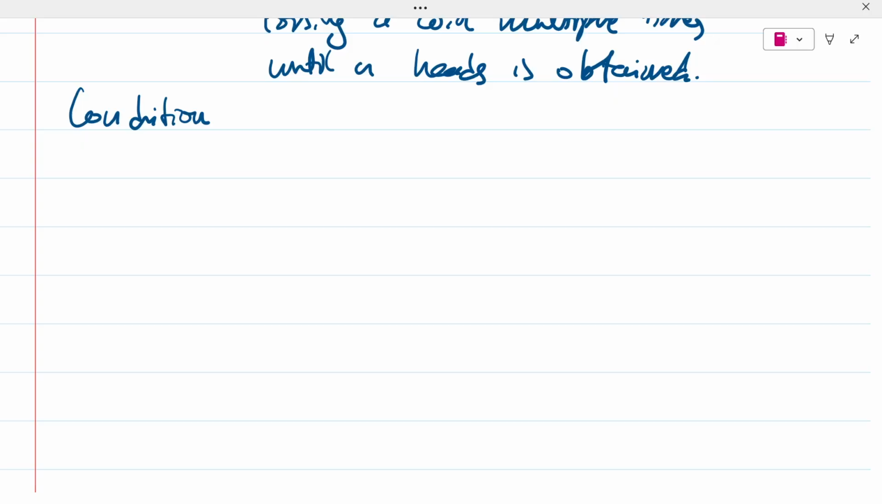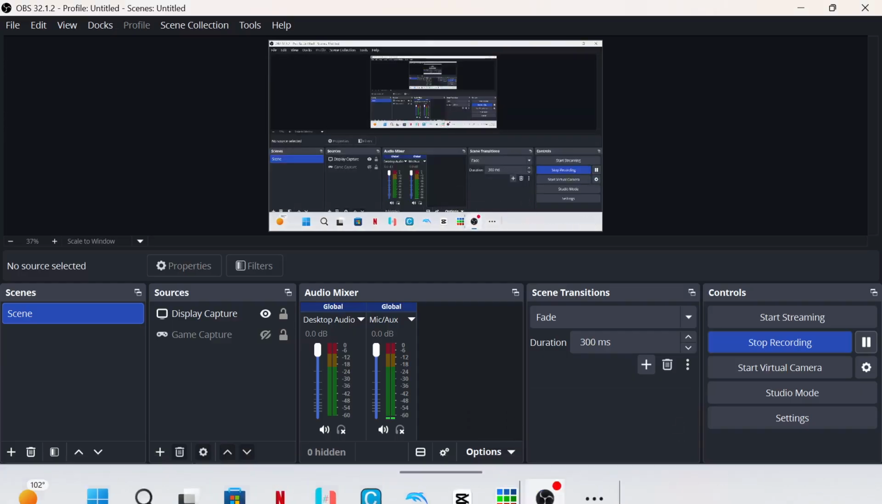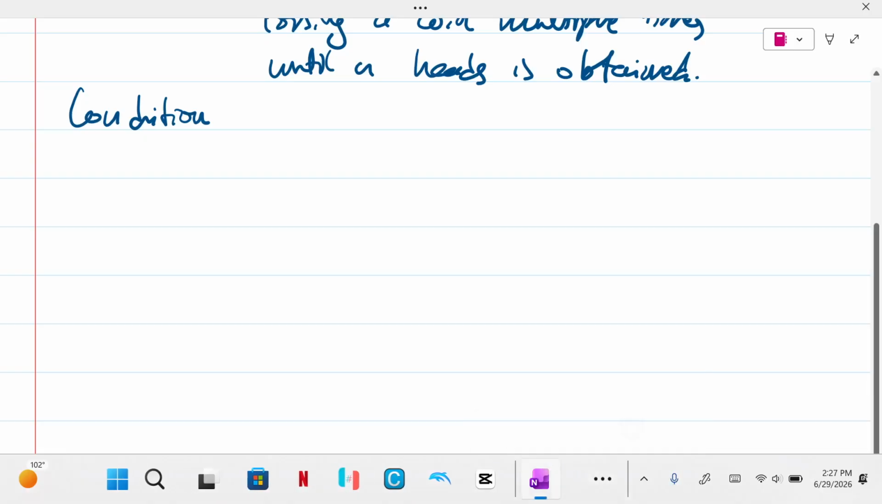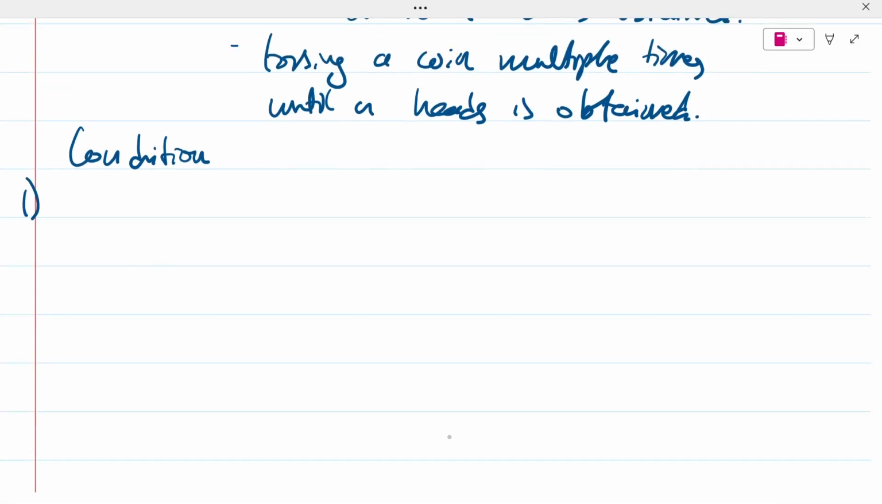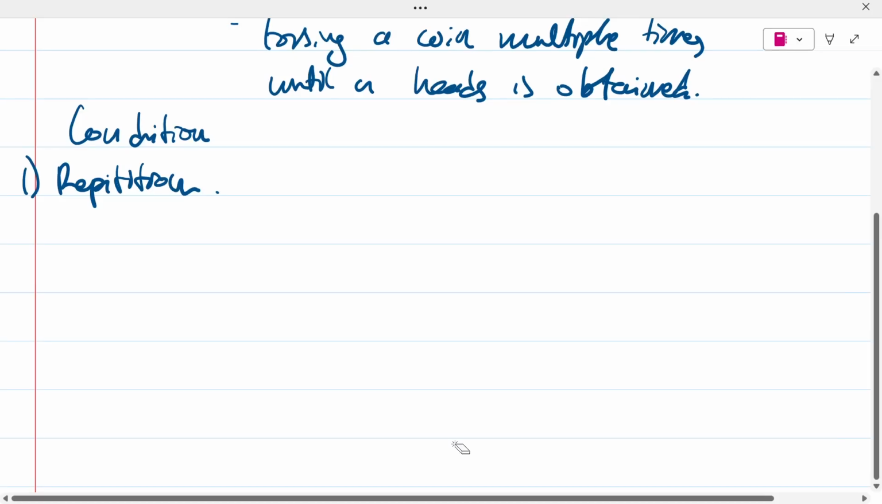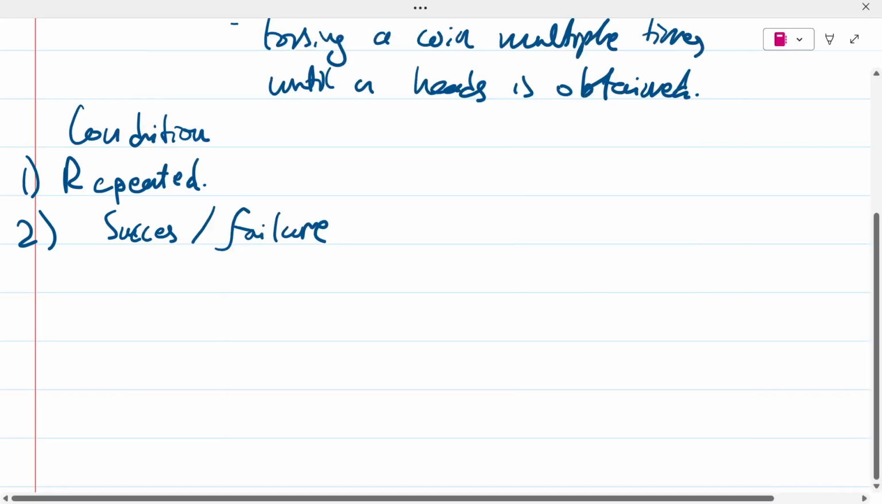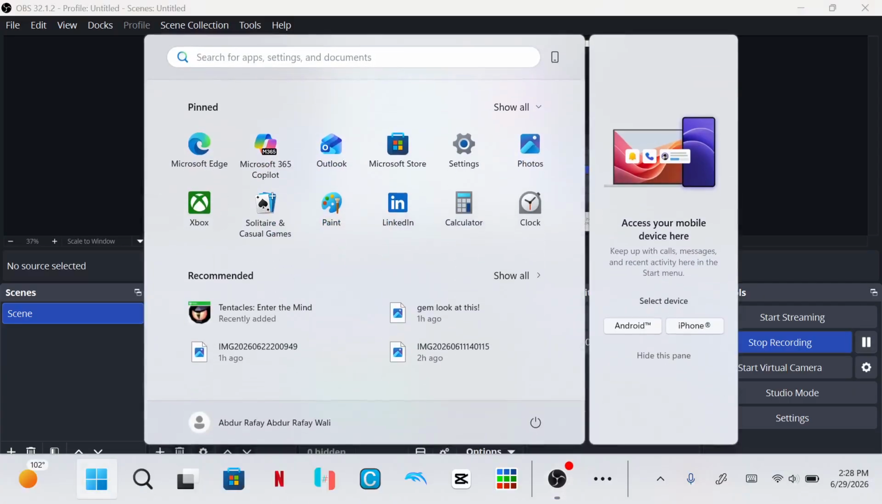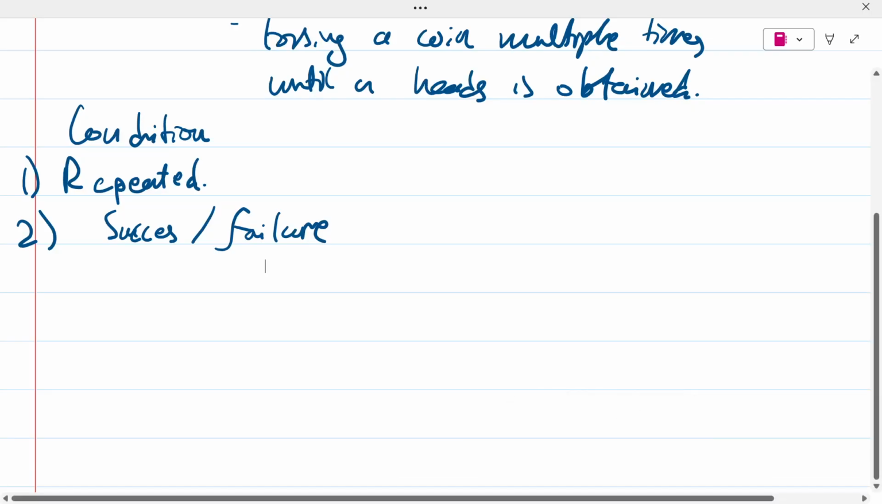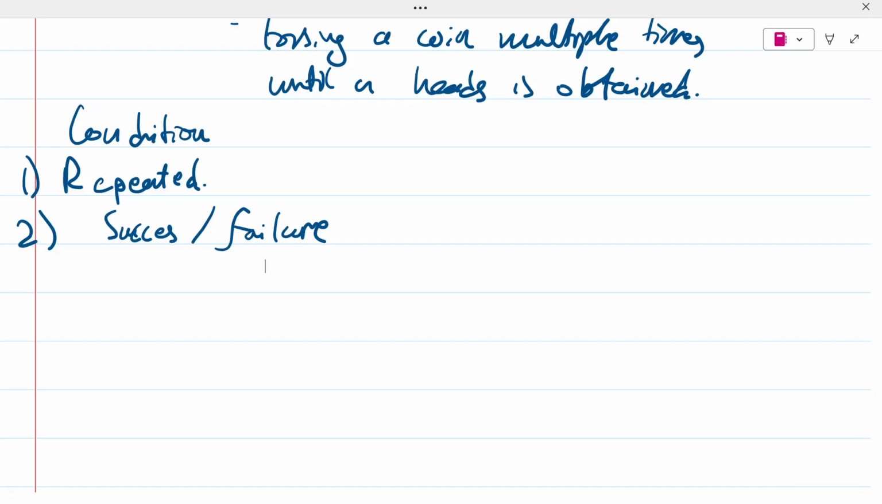Now, the conditions are, well, obviously, the very first condition is repetition. The experiment is going to be a repeated experiment. And now the second condition is that the concept of success and failure must be there. That is another condition, right?